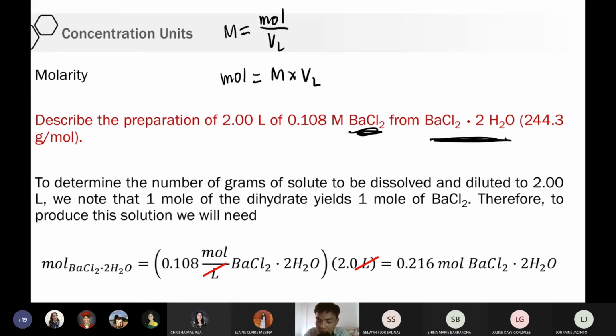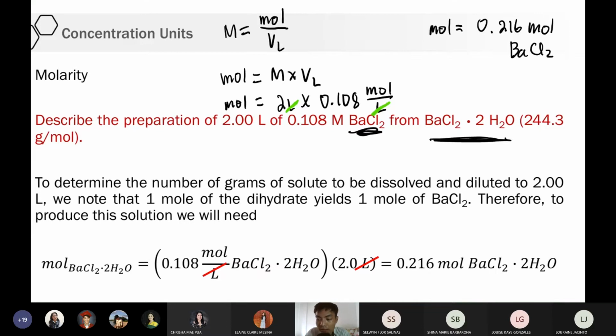So, alamin muna natin how many moles of barium chloride ang kailangan. So, that's mole equals 2 liter times 0.108 mole per liter. I am expanding the units so we can see that they will cancel. Liter, pati yung liter, magka-cancel. Therefore, I need 0.216 mole of barium chloride. Okay?